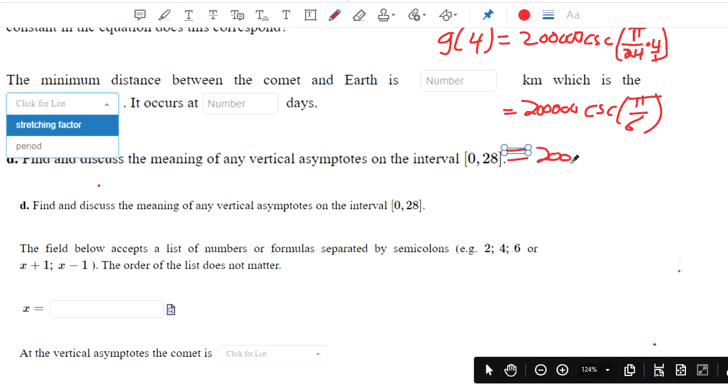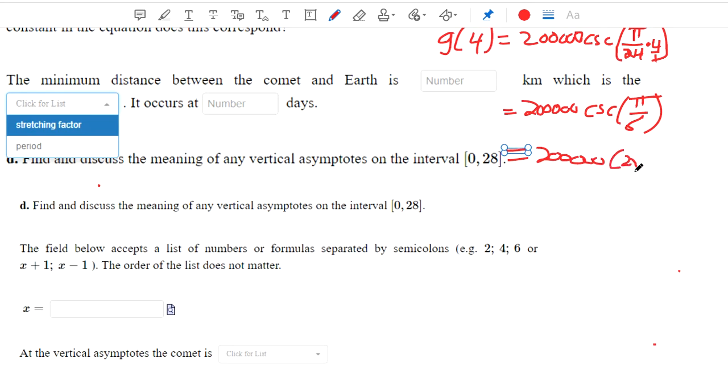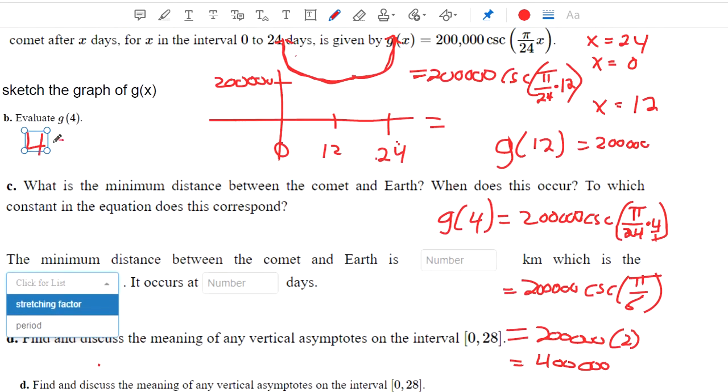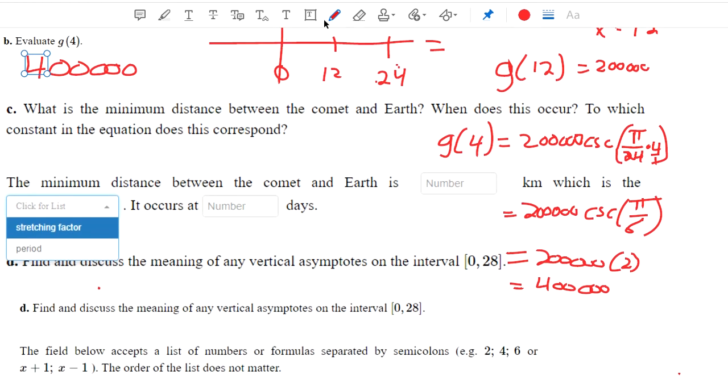So we got 200,000 times 2, which equals 400,000 for part B. 400,000 when I plugged in 4 for t. Okay, I'm going to erase this so I have room for part C. This is a big question. C, what is the minimum distance between the comet and the Earth?